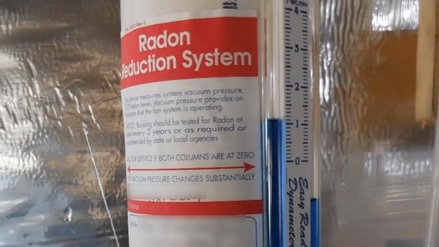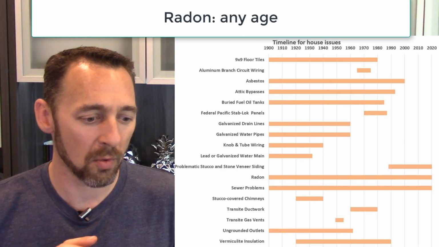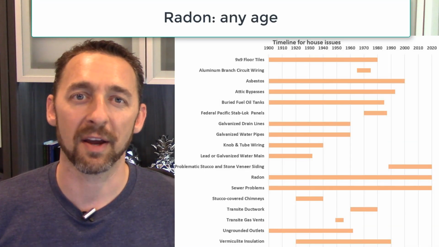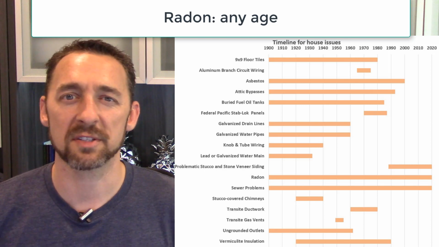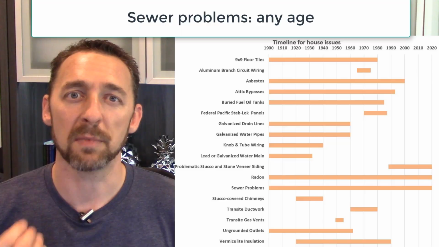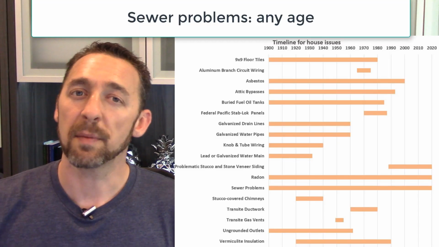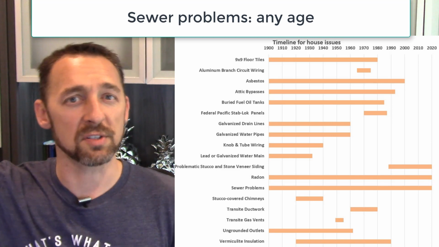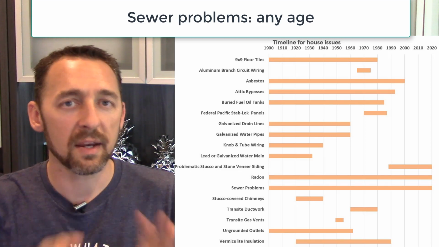Next is radon. Radon you can have in any age of home. There is no cutoff where you're not going to find radon. Any age of home, you ought to test for it. The same thing applies to sewer inspections. There is no age of home that is immune to sewer problems. The potential for sewer problems increases with age, but any house can have it.